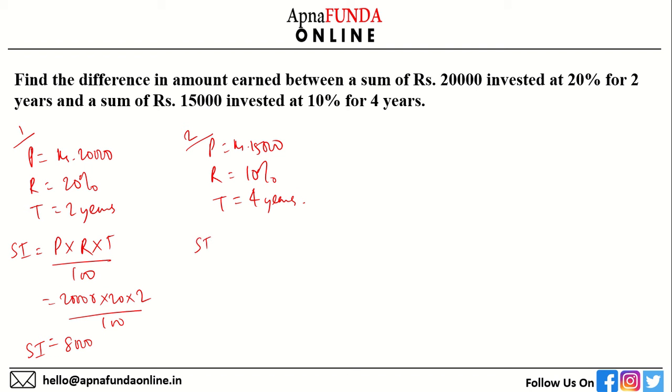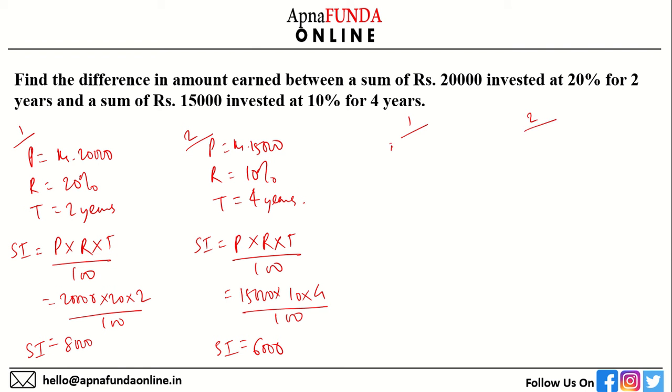In the second case also, simple interest is equal to principal into rate into time divided by 100. So this is 15,000 into 10 into 4 divided by 100. This simple interest will be equal to 6,000. So in the first case, the principal is 20,000 and simple interest is 8,000. So my amount, which is principal plus simple interest, is equal to 20,000 plus 8,000. So this is 28,000. This is the amount of the first sum.